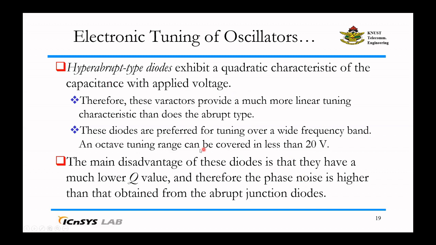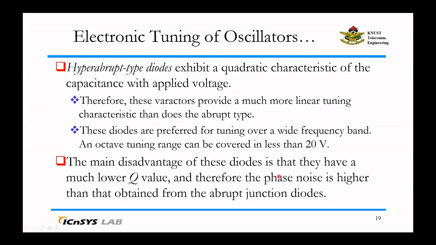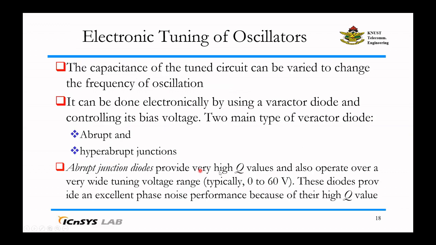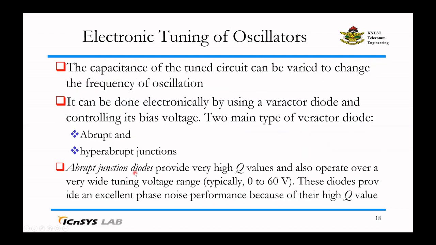And therefore it provides a very wide tuning range. So you can achieve an octave tuning range within less than what? 20 volts. Whereas in the case of the abrupt junction, even up to 60 volts, you cannot reach that octave. That is 8 times of the tuning range. It's not possible. So octave is like 10 to the power 8 of the tuning range, which is like 100 megahertz within just an applied voltage of what? 20 volts. This is not possible with the abrupt junction diode.